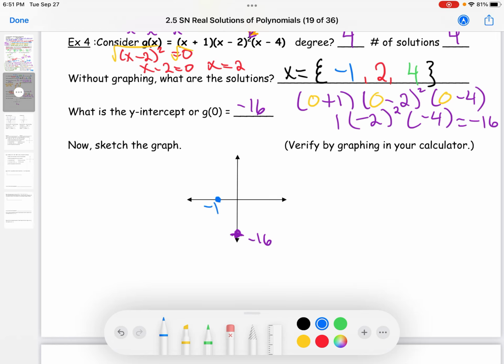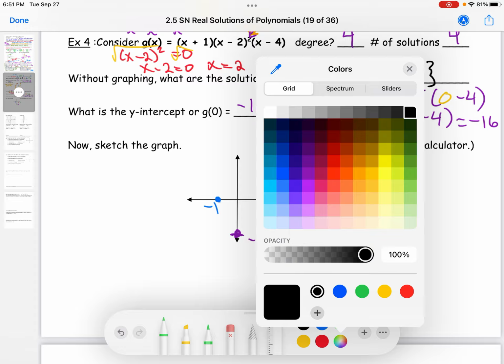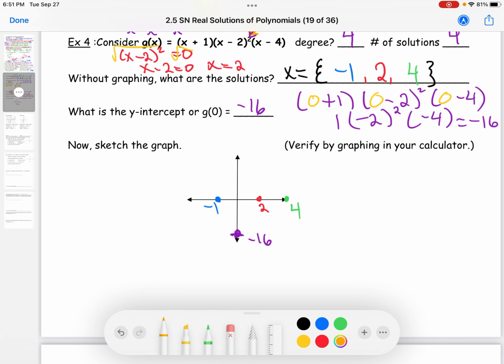Okay, now we have the same x-intercepts we did before. We have an x-intercept at negative 1, we have an x-intercept at 2, and we have an x-intercept at 4. Now the difference here is that now we have an even degree, and we still have a leading coefficient that's positive. None of those x's had a negative number multiplied by it. So we have a leading coefficient that is positive.